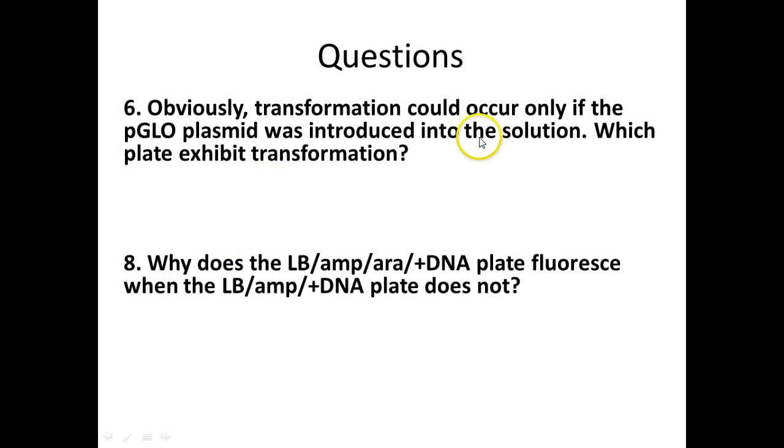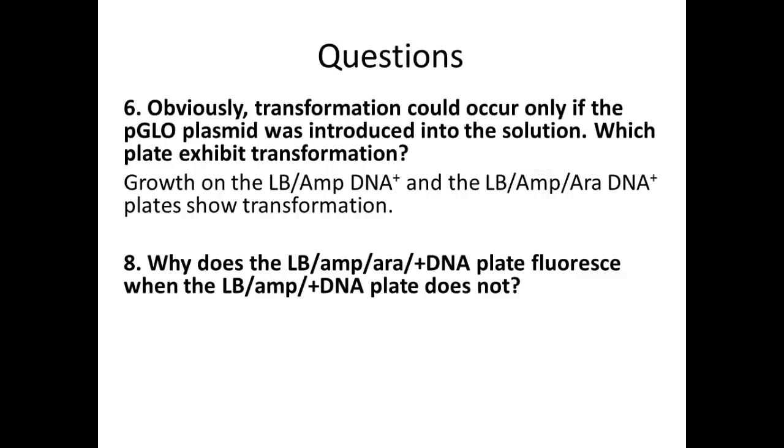So obviously transformation could occur only if the pGLO plasmid was introduced into the solution, right? So which of our plates is going to exhibit transformation? The DNA positive plates. And we're going to have 2 of them. We're going to have one that contains ampicillin and one that contains ampicillin and the arabinose sugar.